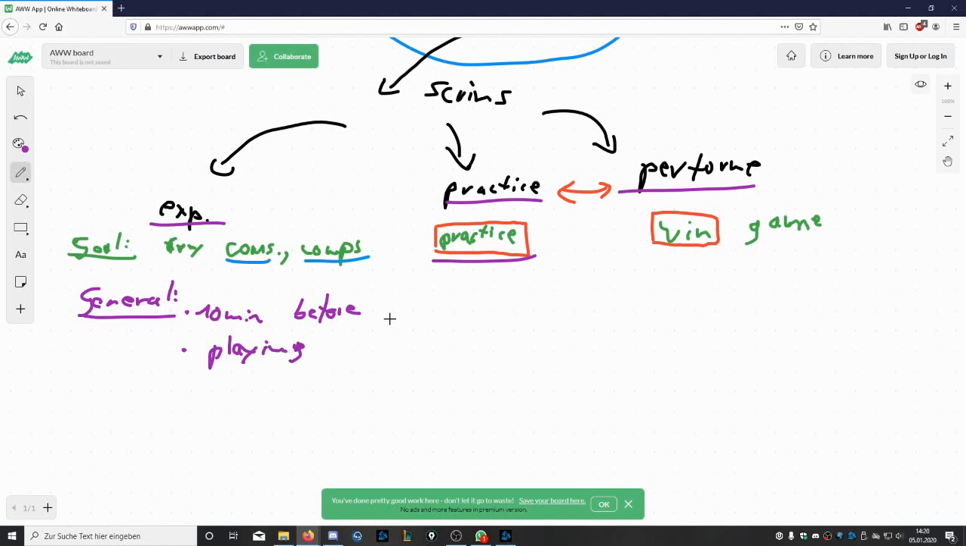Scrimming is for playing and not for coaching. If you want to coach, then you have a coaching session. But if they really scrim, and especially in the practice game, let them play. Let them play, and after this you can talk about the mistakes.